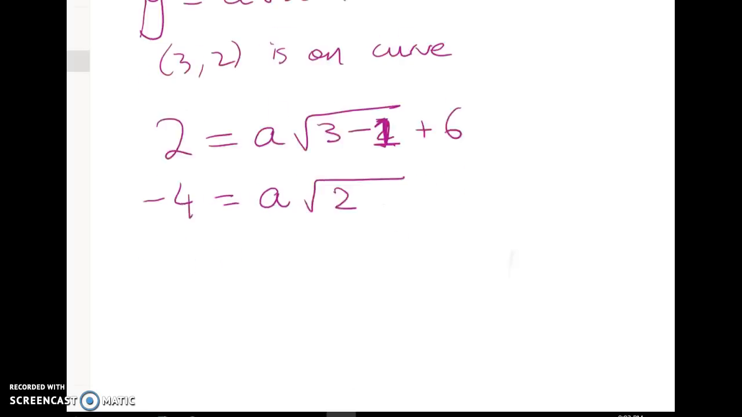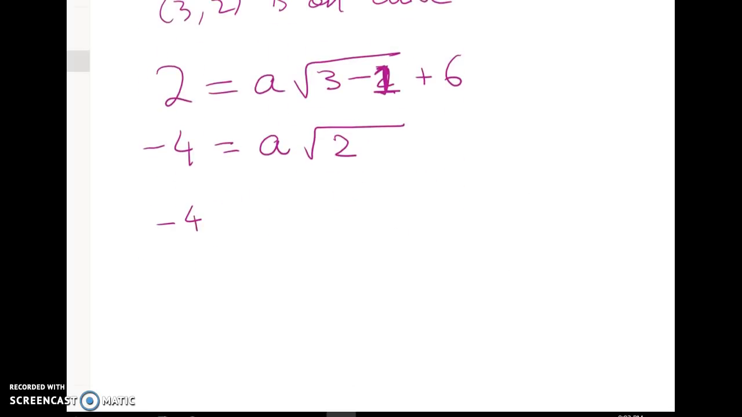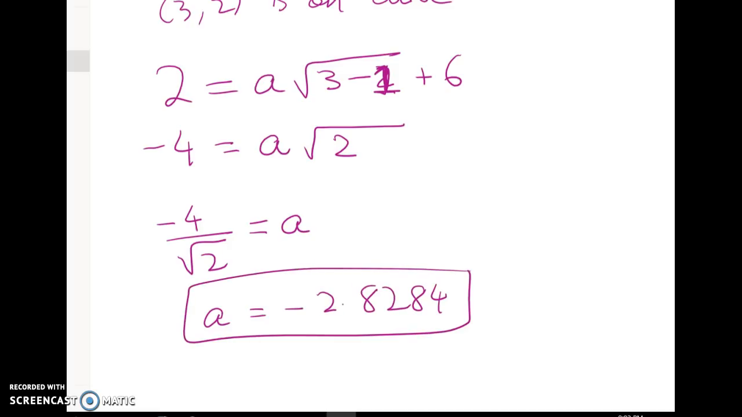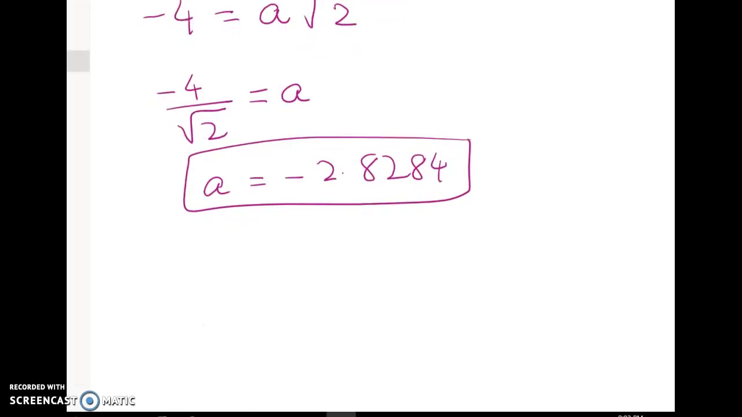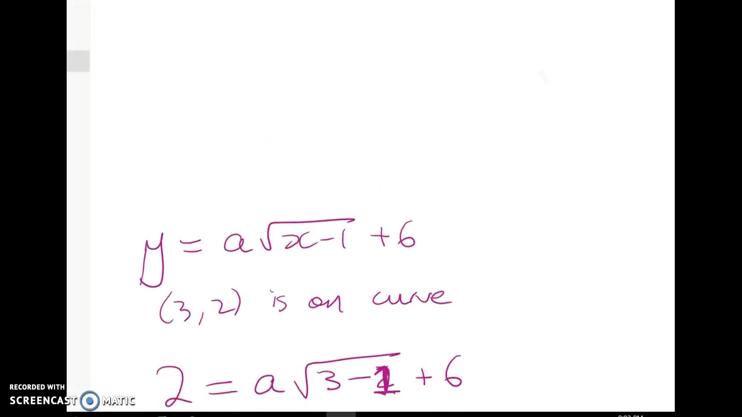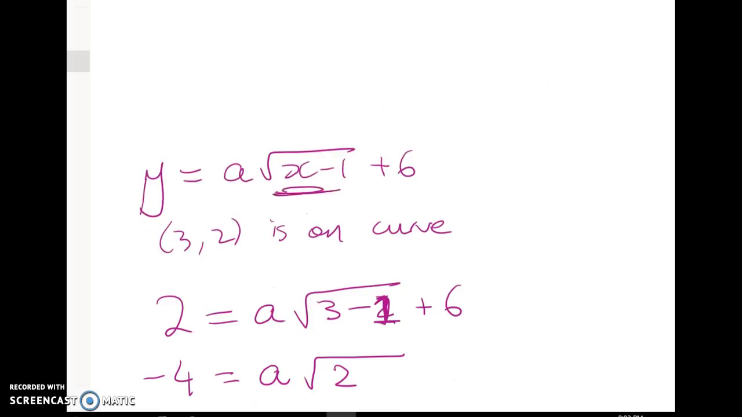What do I get now? Well, we're going to chuck that into our calculator. Negative 4 over root 2 is equal to a. a is equal to negative 2.8284. So there we go. Right, so that wasn't bad at all, right? Because I had the functional form that had the starting point matching up to one of those points.